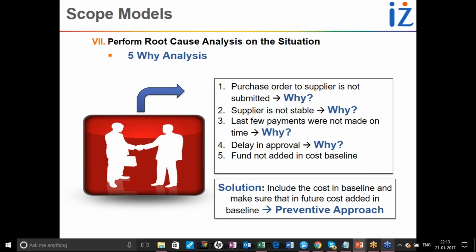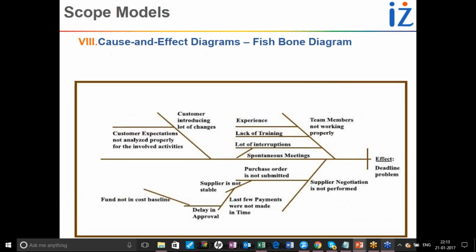The solution is not that you end up identifying another supplier. If you select another supplier, you will find the same problem again. You need to solve the right problem. So here the solution should be to include the cost in the baseline and make sure that future costs are added in the baseline. Cause and effect diagram.